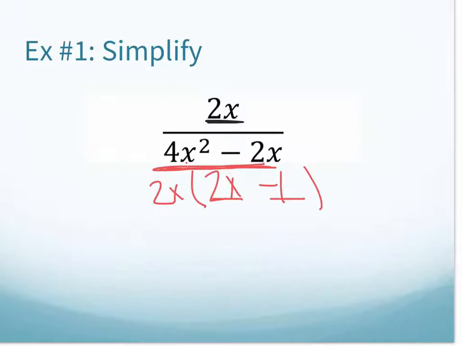Okay, so I'm just going to rewrite the problem here a little neater. On the top we still had 2x. The bottom now is 2x times the quantity 2x minus 1. Okay, so this is what we're looking at.